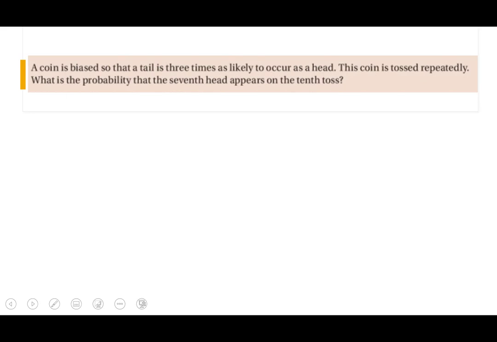Okay, last question. A coin is biased so that a tail is 3 times as likely to occur as a head. This coin is tossed repeatedly. What is the probability that the 7th head occurs on the 10th toss? I want you to pause the video here and have a think about this question. This first bit is really important: a coin is biased so that a tail is 3 times as likely to occur as a head. Have a think of that one.